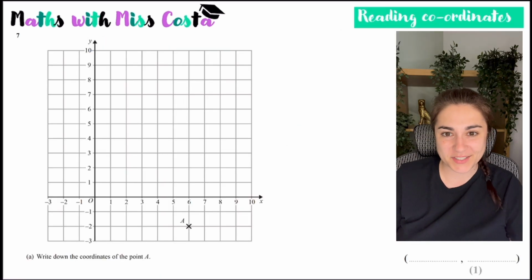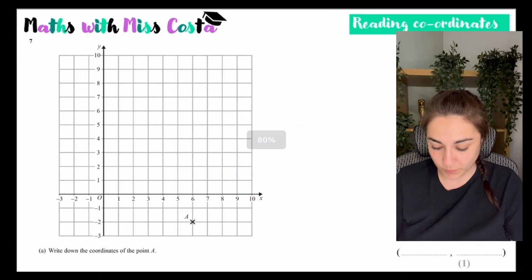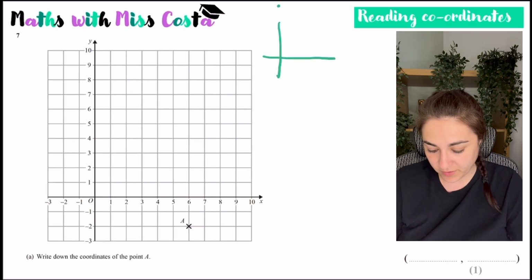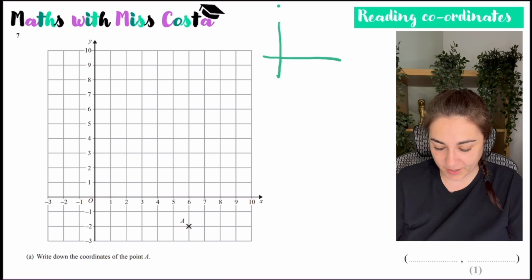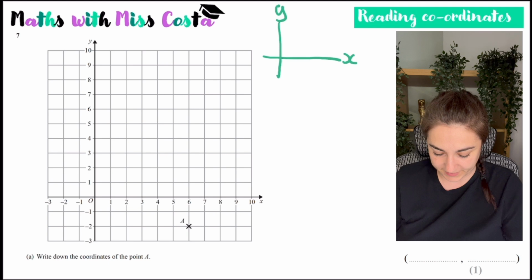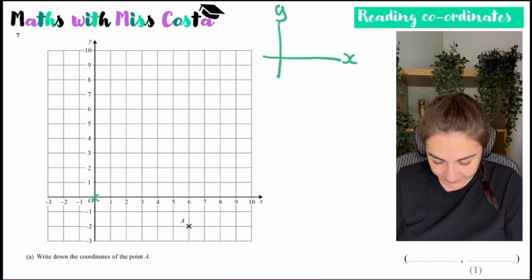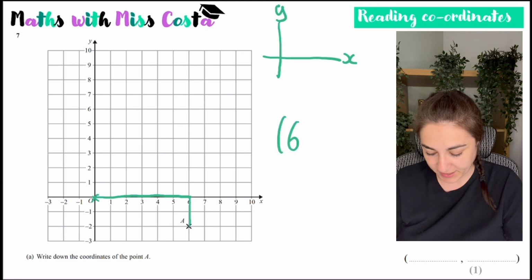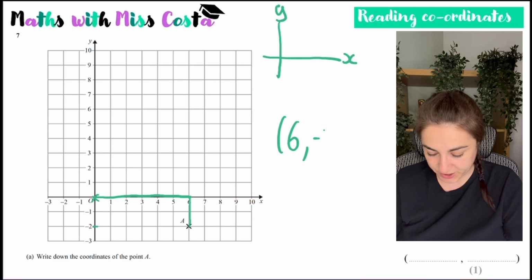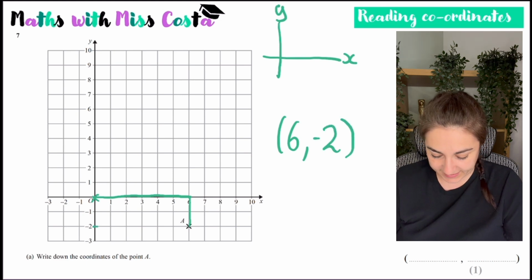Okay, so now I need to read some coordinates. Whenever I read coordinates, I always go along the corridor and up the stairs. So I always read the X coordinate first and then the Y coordinate. So over here, I'm going to start at 0, 0, and go along the corridor to where the coordinate is. So it's over here at 6. So my X coordinate is 6, and then it goes down to -2. So that would be 6, -2.